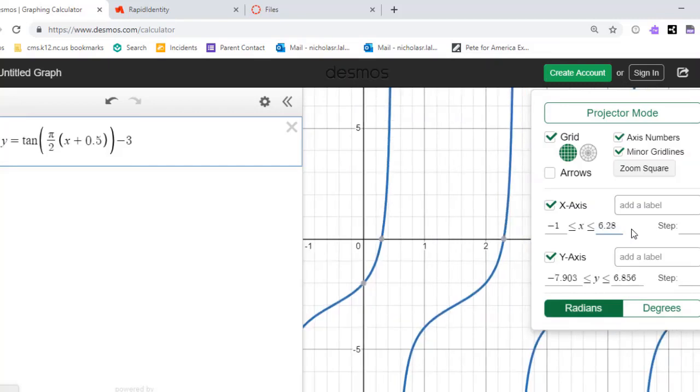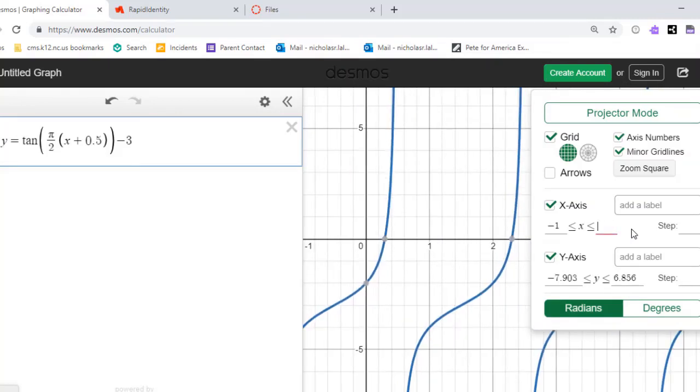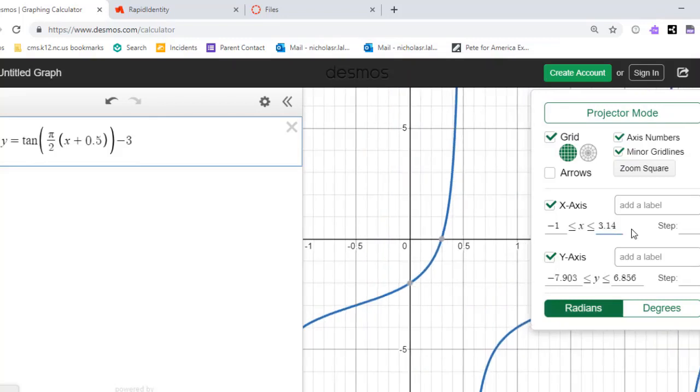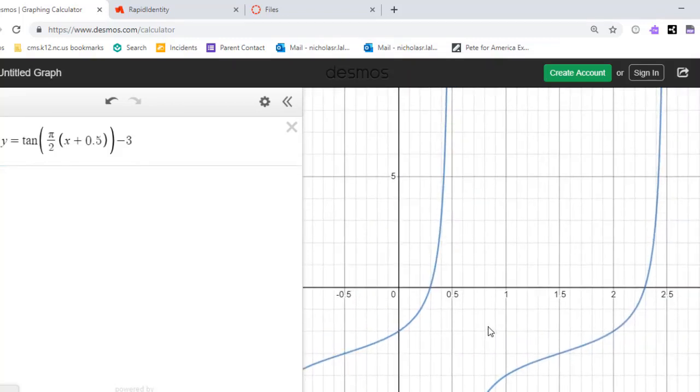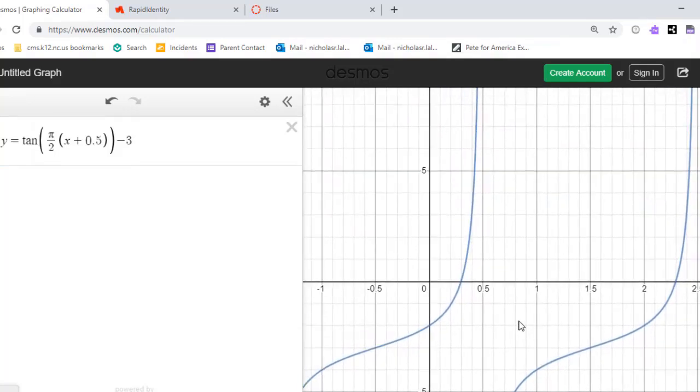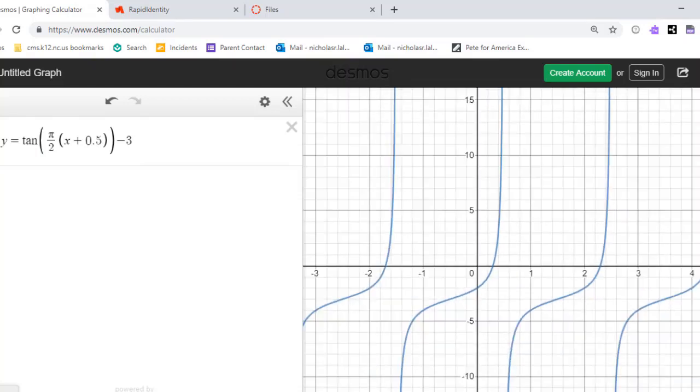6.28. Let's do 3.14. Okay. So here we can really see what's going on here. But yes, Samaya. Okay. So this is the tangent function.